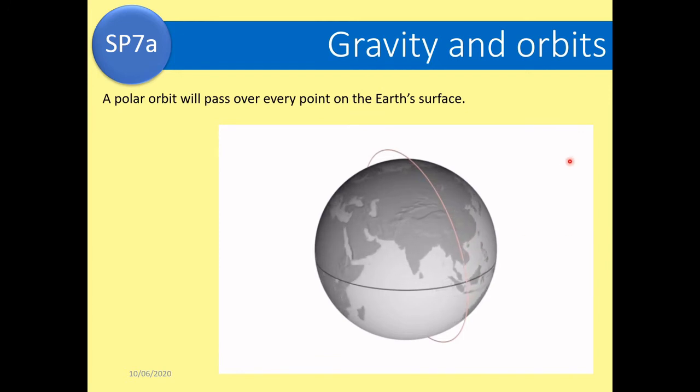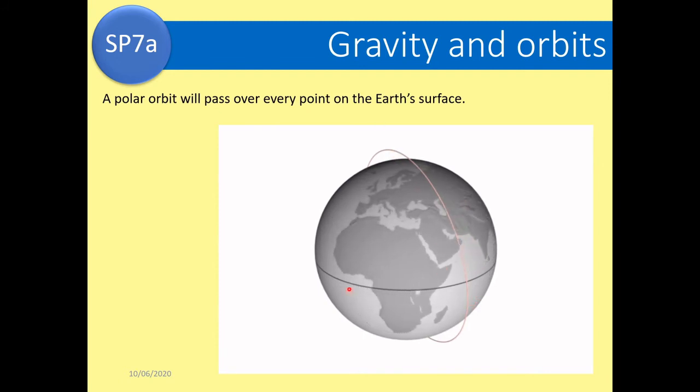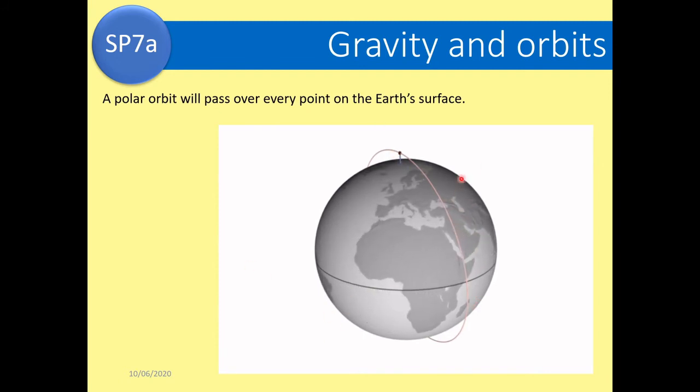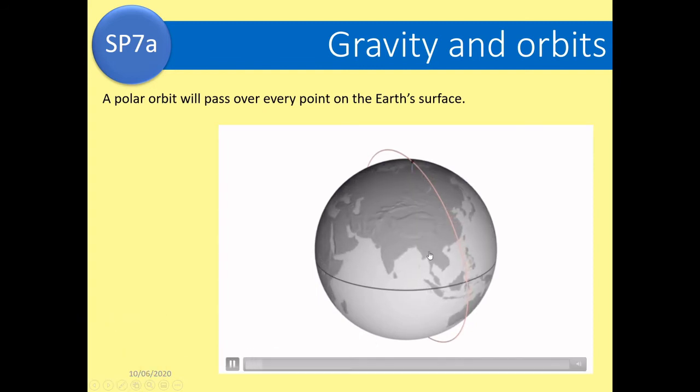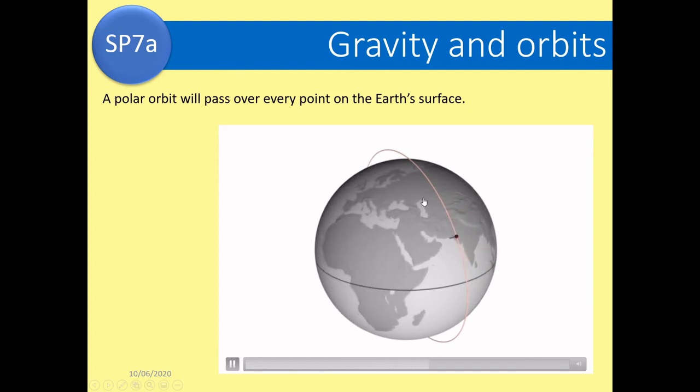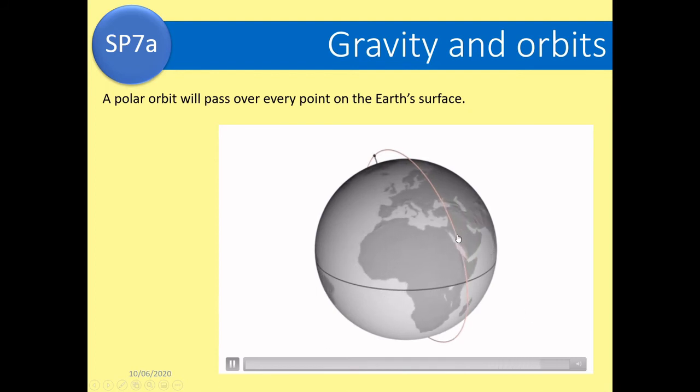Now, another type of orbit is a polar orbit. So this is an example of a low Earth orbit, but one where rather than going, say, around the equator or diagonally, it goes directly over the poles. And if I just play this video again, you can see that eventually it will pass over all points around the Earth. As it goes round the poles, the Earth is rotating, and it will sweep a path over the entire planet.